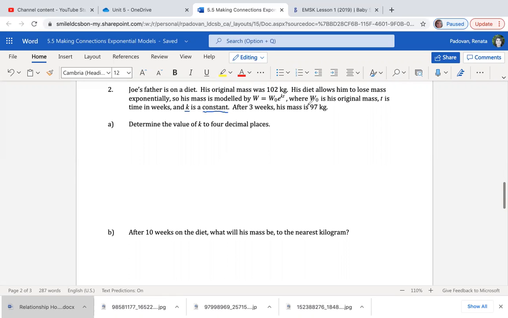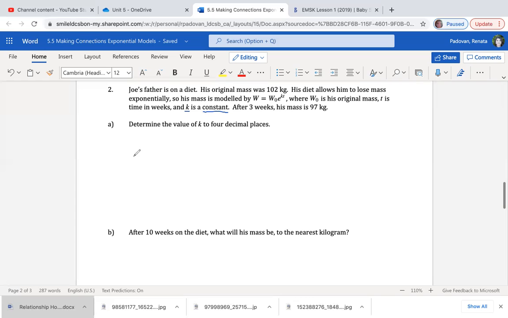After 3 weeks, his mass is 97 kilograms. So I have another kind of coordinate point there, right? After this much time, his mass is 97 kilograms. Determine the value of k, since we said it's a constant, to 4 decimal places. So here we have our original equation. We basically want to plug in what we know.